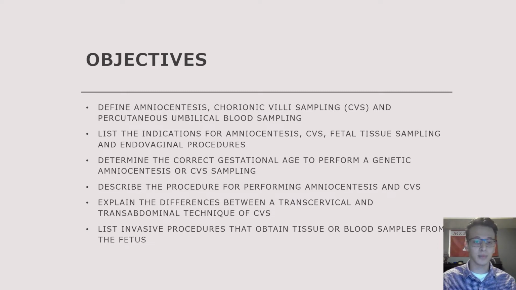So the objectives of this chapter: we're first going to define amniocentesis, chorionic villus sampling, also known as CVS, and percutaneous umbilical blood sampling, or PUBS for short. We're also going to list the indications for amniocentesis, CVS, fetal tissue sampling, and endovaginal procedures. We're going to determine the correct gestational age to perform a genetic amniocentesis or a CVS sampling. We're going to describe the procedure for performing amniocentesis and CVS. We're also going to explain the differences between a transcervical and a transabdominal technique of CVS. And we're also going to list the invasive procedures that obtain tissue or blood samples from the fetus.